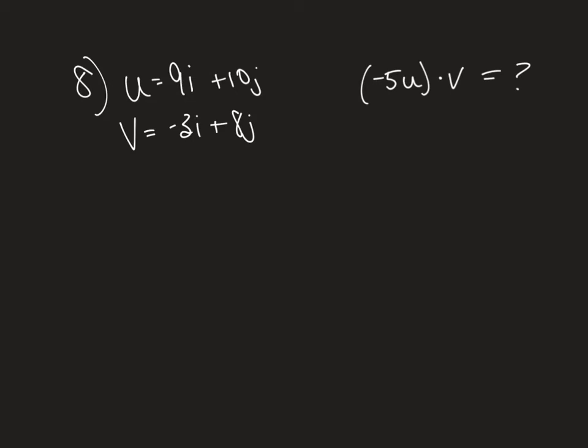Okay, same deal. Oh, no, sorry, not the same deal. We have two vectors this time. We're going to do a scalar multiplication, right? So remember, when you're multiplying by a scalar, you are literally just distributing that negative 5. I'm going to distribute to the 9 and the 10 right there. So negative 5u would actually look like negative 45i minus 50j.